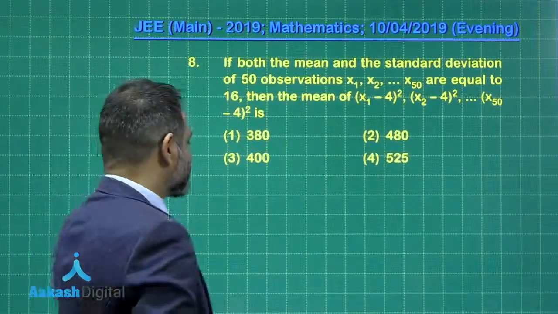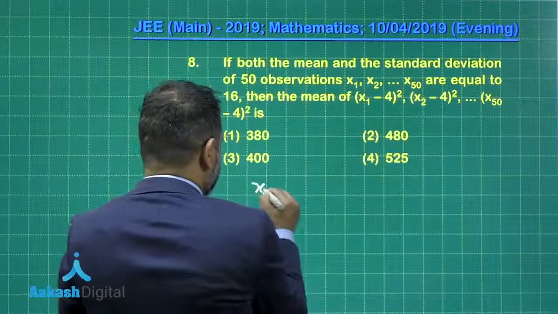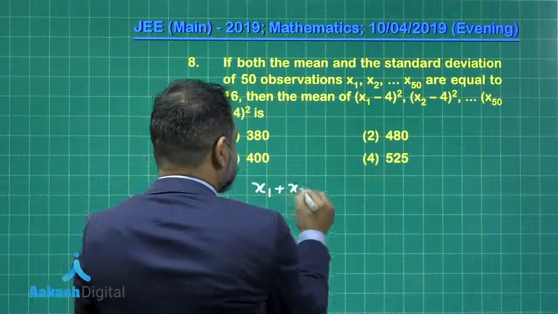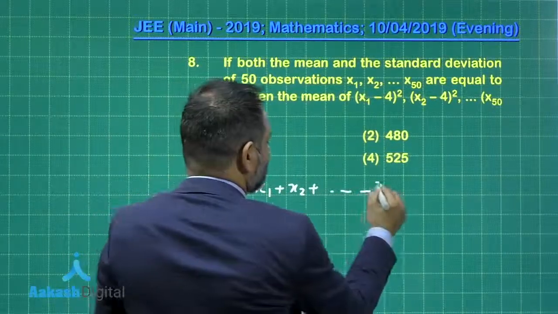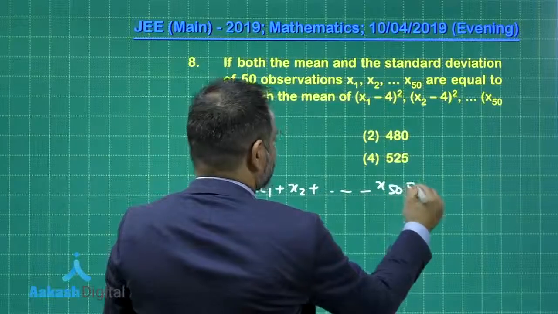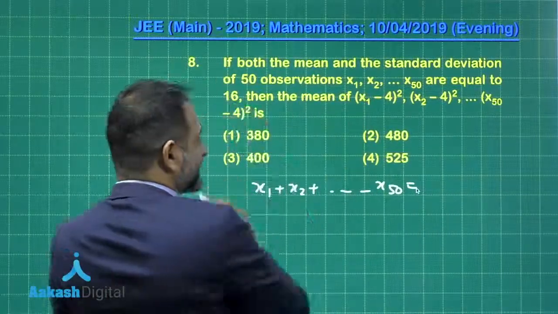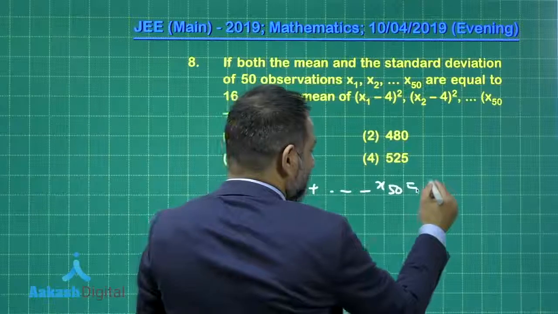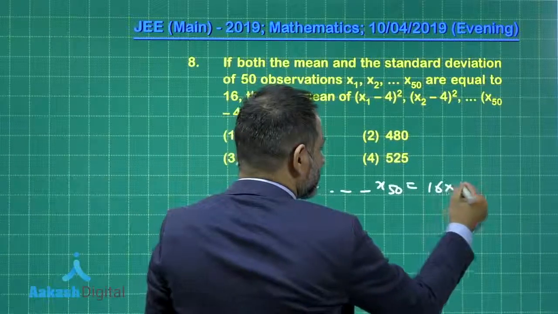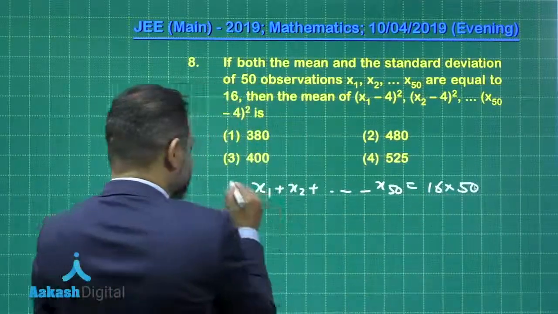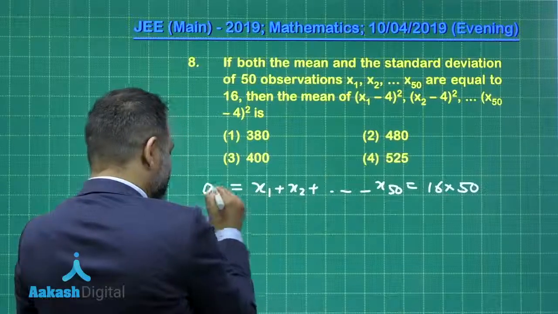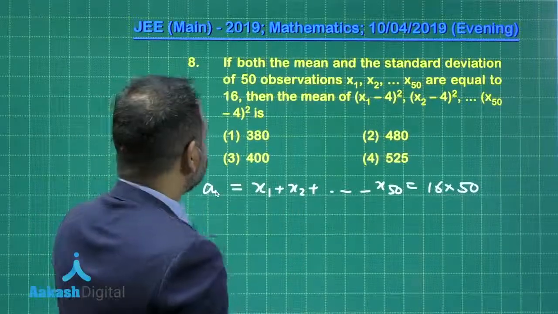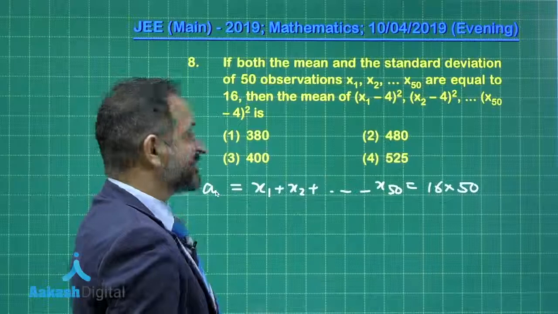So, first let us see what is given to us. It is x1 plus x2 up to x50. The mean of these is 16. So, we can write this as 16 into 50. So, let us treat this value as A. Again, the SD is given 16.